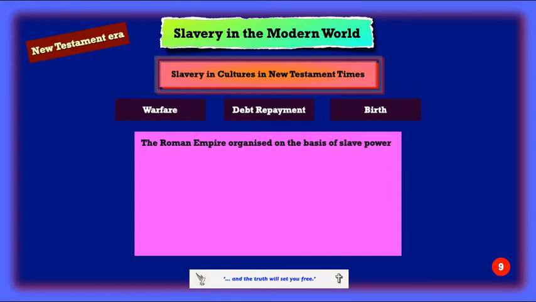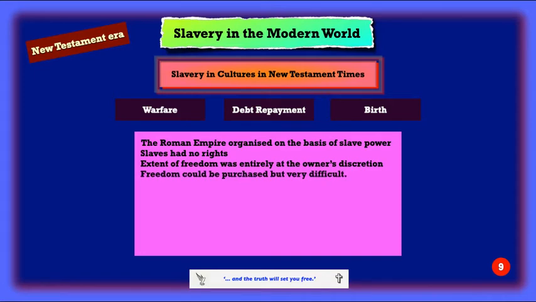In New Testament times, the Roman Empire was simply organized on the basis of slave power. It wouldn't have survived without it. And they had no rights. It's entirely at the discretion of the owner. People were just simply bought and sold in slave markets. Sometimes they held high positions of responsibility and freedom. Sometimes they were in abject slavery, worked into the ground.